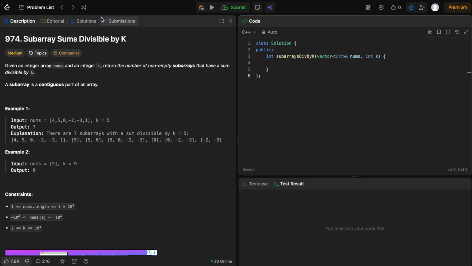So this particular question is subarray sum divisible by k. This is a similar question as the previous question. We need to find the number of subarrays such that the subarray sum is divisible by an integer k. Look at the example here. We have nums, the given array, and an integer k. There are 7 subarrays such that the sum is divisible by k, which is 5. Let's understand the question, identify the pattern and solve it together.